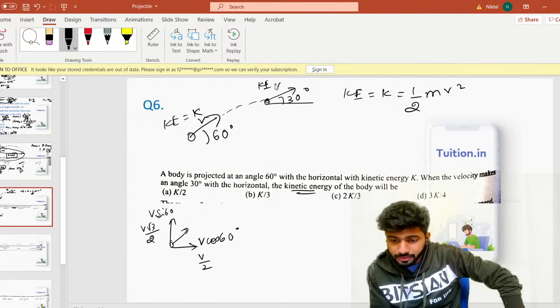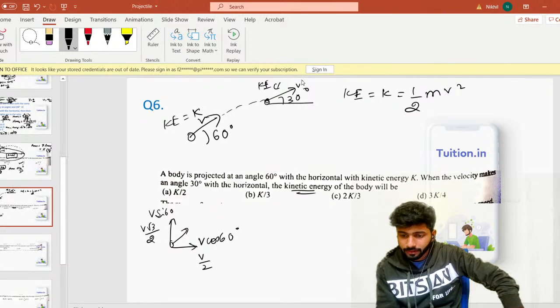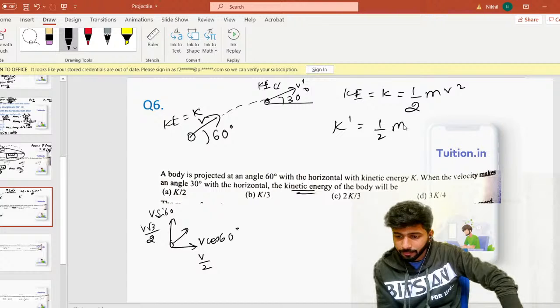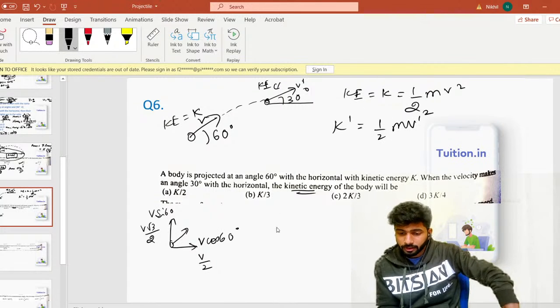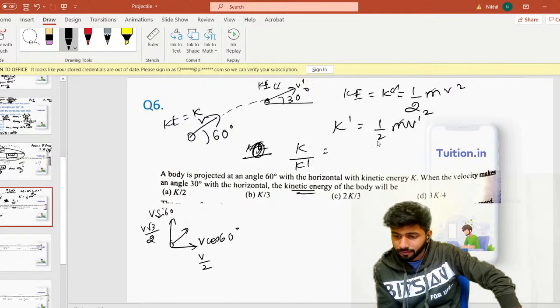And when the body comes here your velocity is v dash. Okay, here it's v dash. So let the kinetic energy be K dash over there. So K dash will be half m v dash square. Okay, so when you take the ratio of these two, K by K dash will be equal to half m will get cancelled. You'll have v square by v dash square.